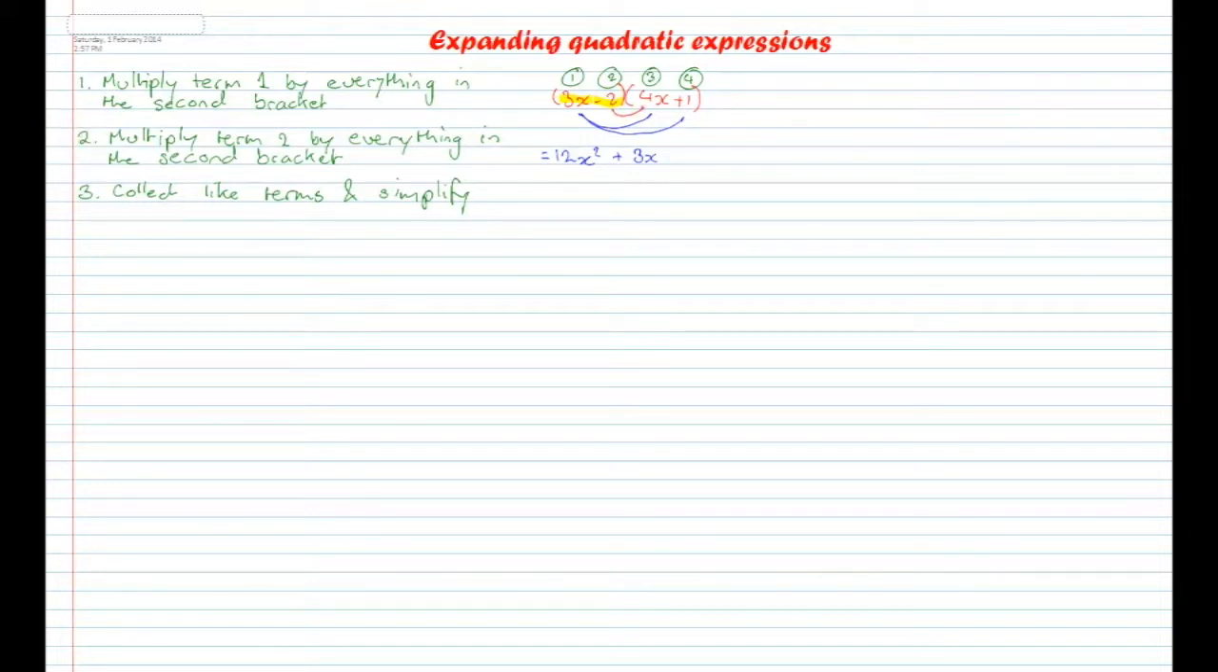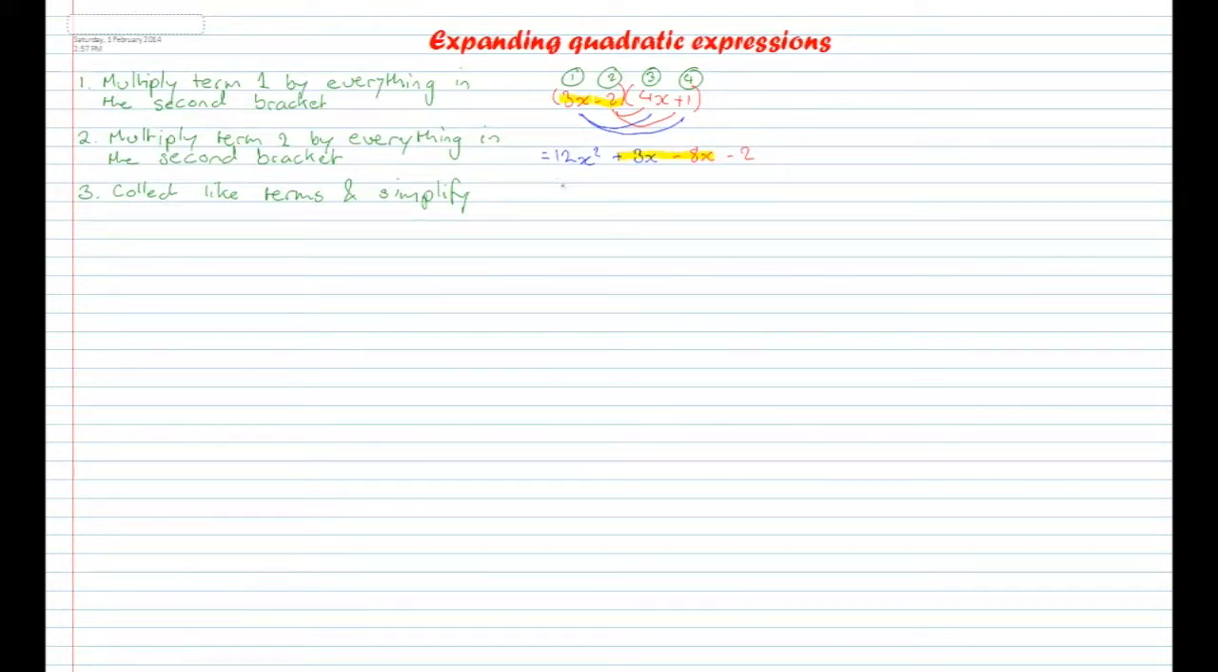So negative 2 times 4x, and then negative 2 times 1. Keep it in the same colour, so negative 2 times 4x is negative 8x, and negative 2 times 1 is negative 2. Collecting like terms now, you can see that we've got an x squared, 3x, negative 8x, and negative 2. So the like terms, of course, are 3x and negative 8x.